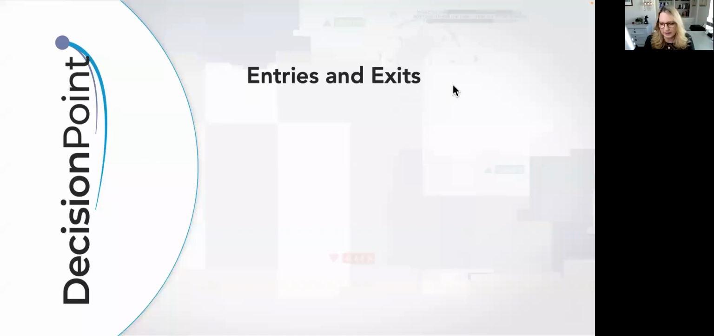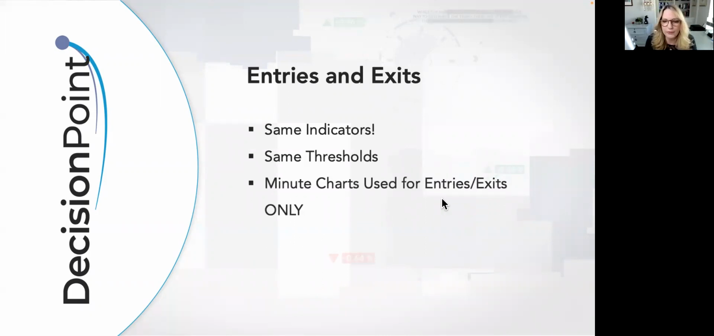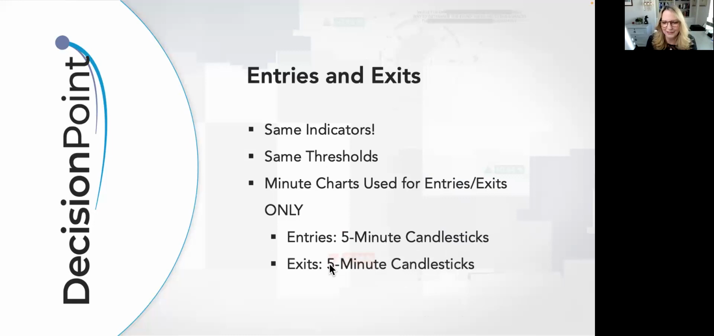Entries and exits. So it's the same indicators, like I said. It is the same thresholds pretty much. You want PMO rising, PMO crossover, positive RSI, et cetera. And then you use the minute charts for entries and exits only. Like I said, you can certainly, especially if you're a day trader, use minute charts that are 15, 30 minute, 1 hour. But typically for me, I'm going to use the daily chart for the majority of the analysis. And then I go to my 5-minute candle just for entries and exits. So entries on a 5-minute candlestick and exits on a 5-minute candlestick.